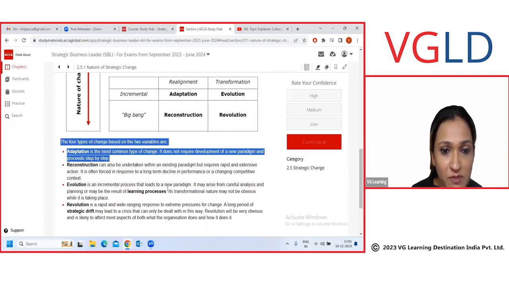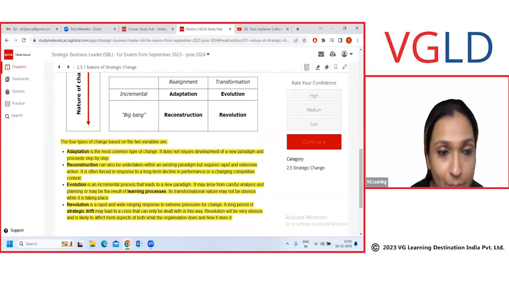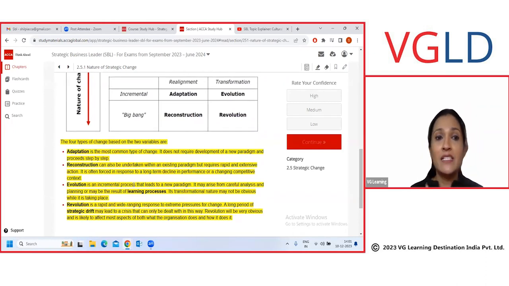So these are the four types of strategic changes that can happen in an organization depending upon the nature of change. Is it slow, incremental, or is it fast-paced like a big bang? And the scope of change that this change really brings across. Is it a small realignment, or is it bringing across a huge transformational strategic change itself? That table brings across four levels of strategic changes that there can be. Is this okay with everyone, guys?